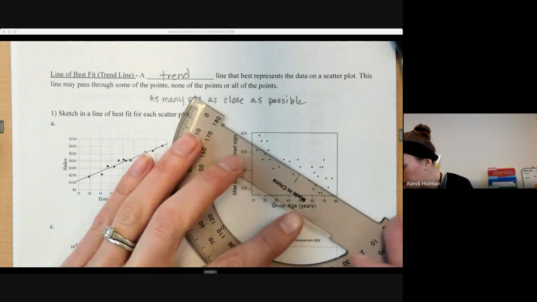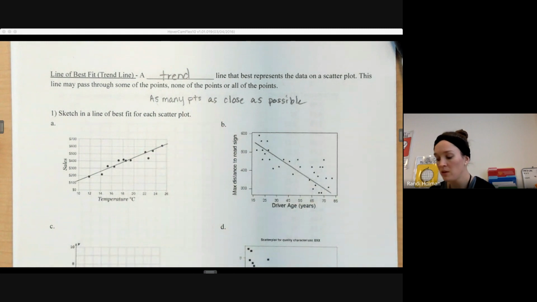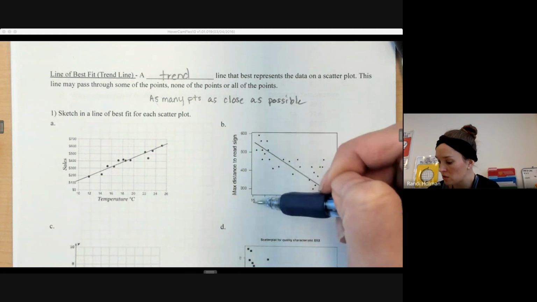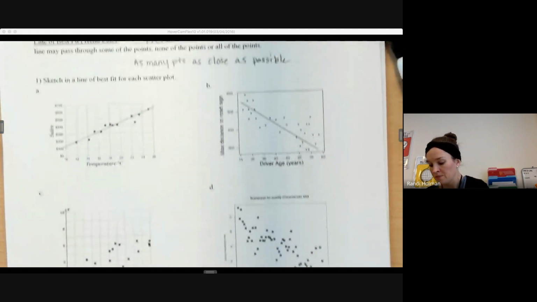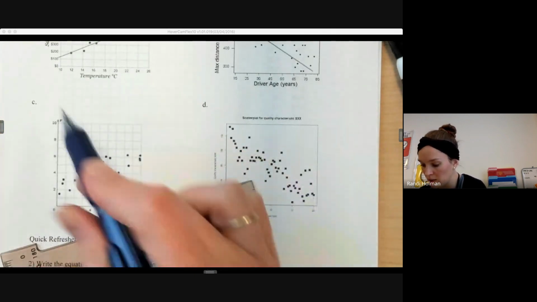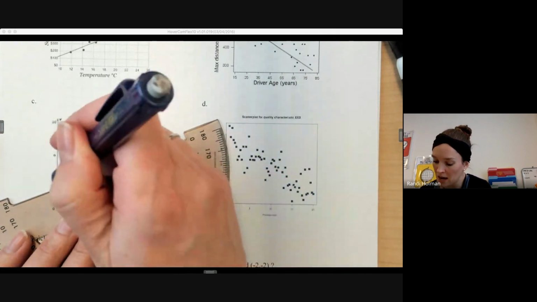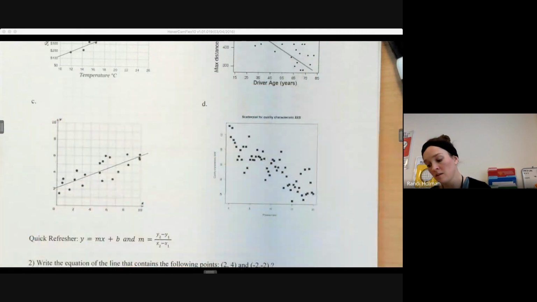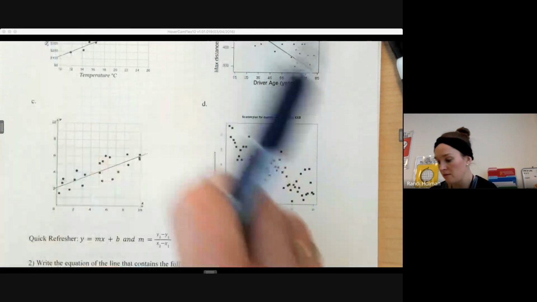Here, if we follow along with our points, try and get as many points as close as possible to that trend line. As our driver's age is increasing, the max distance to read the sign is decreasing. Hopefully that also makes sense. This one here, we don't know what we're talking about, but we still draw a trend line. As my x's are increasing, my y's are increasing, so this is also positive correlation. Put a line in here, and try to get it as close to as many points as possible. This one doesn't really go through many points, if any, but it's still equally splitting my data, following the trend of the data.